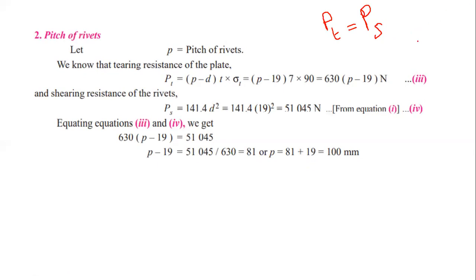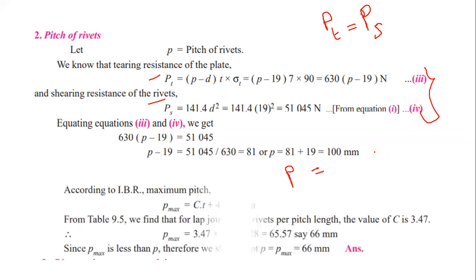Sorry, the distance between two successive rivets is called pitch. So PT, this is the formula for PT, this is the formula for PS. From these two values, you have to find out the suitable value of P. Here the pitch P equal to 100 mm. Now you have to check maximum pitch.